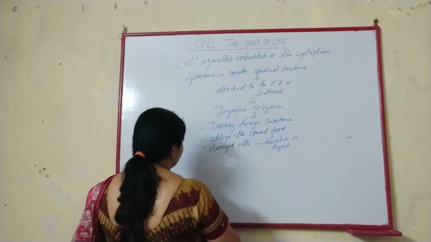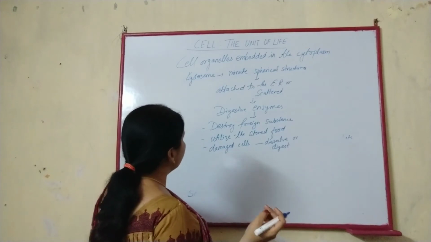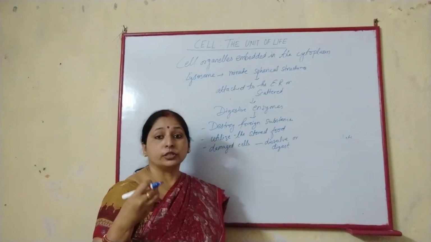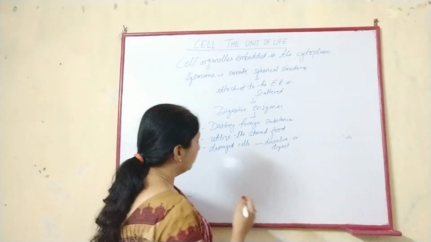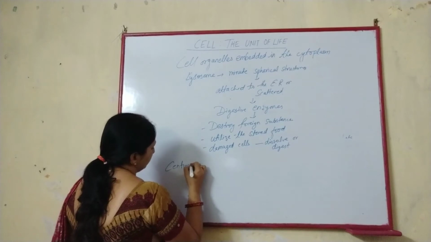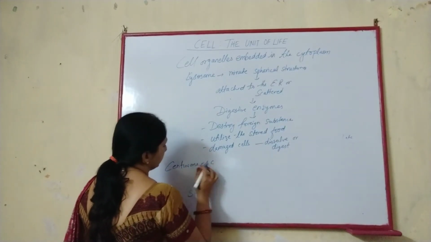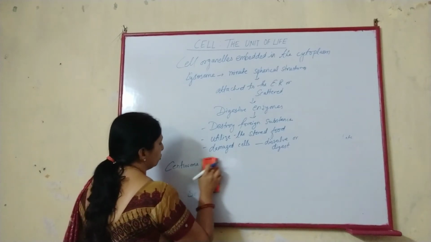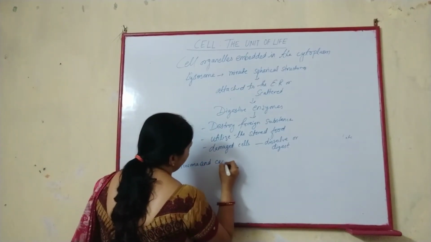Next to this is... We have discussed endoplasmic reticulum, ribosomes, mitochondria, Golgi apparatus, lysosomes. Now one more thing is the centrosome, or centriole.